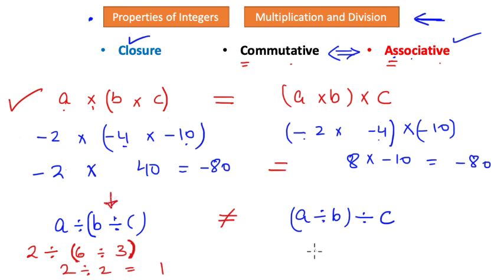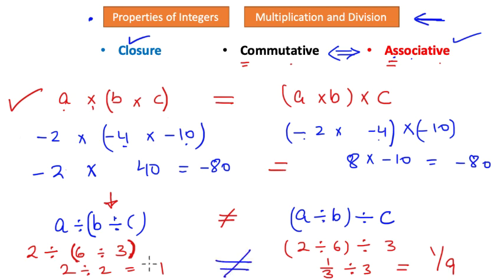Correct? But if I were to apply the same numbers on the right hand side, I will say that it is 2 divided with 6, which in turn will be divided with 3. Now 2 divided with 6 will result into 1 over 3. Correct? When you divide that with 3, what you get is 1 over 9. So you see there is a huge difference of this result from the left versus the right hand side. And that is why we were stating that the associative law will not work for the division sign, just like it did not work for the subtraction sign.